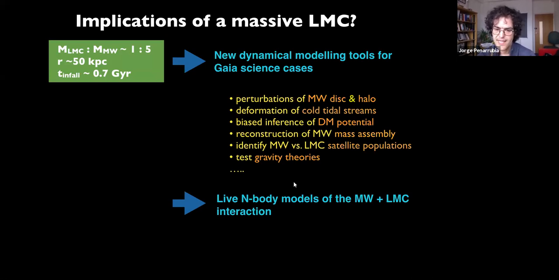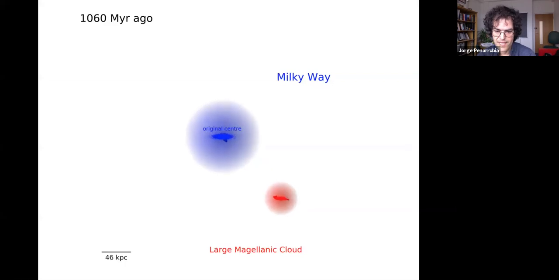So what can we do if we drop the equilibrium assumption? I think we are bound, and there is no other way I can imagine, but to run live N-body models that follow this interaction. Unfortunately, I think it's going to complicate any analytical treatment of the data.